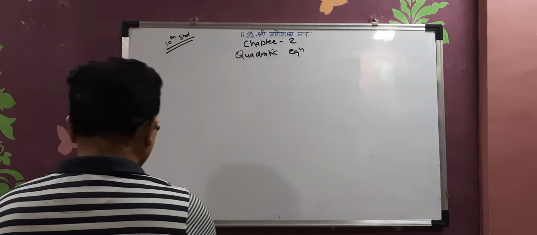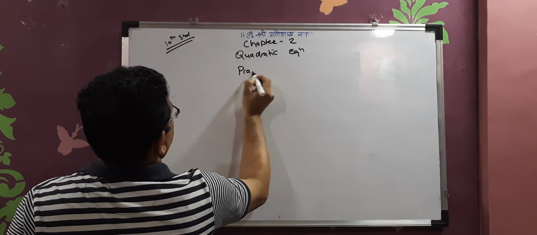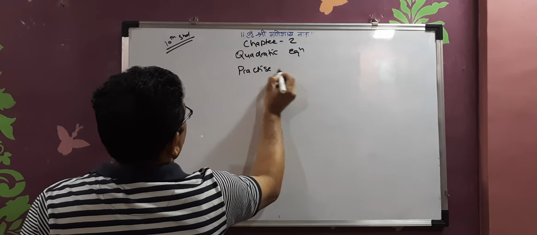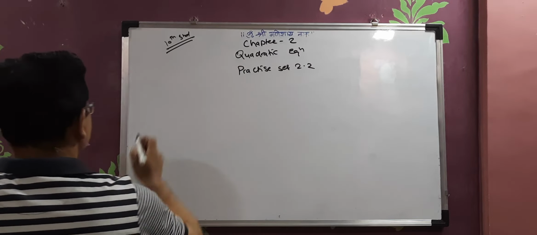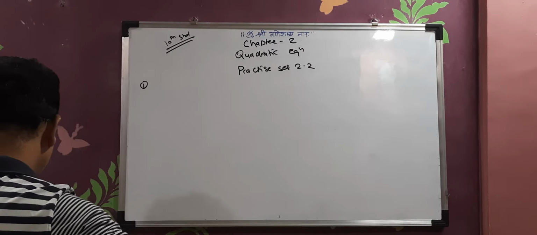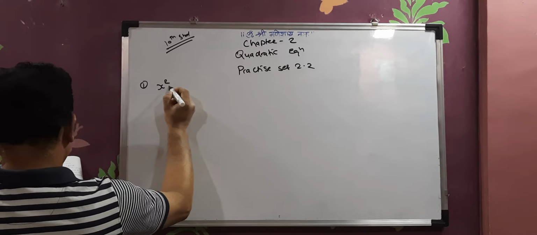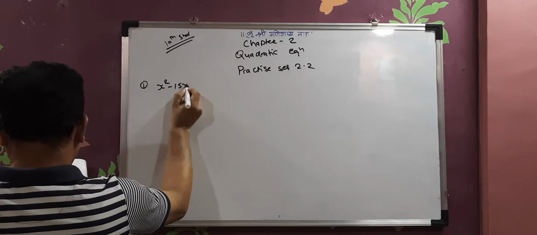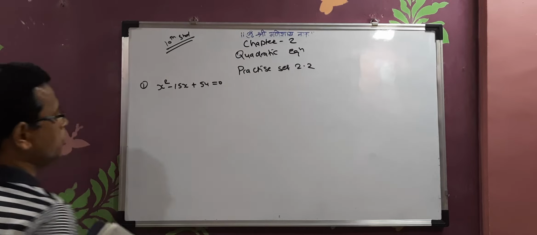So we'll start with practice set 2.2. This is practice set 2.2. The first problem is: solve the following quadratic equations by factorization. We have to do the factorization. The first one is x square minus 15x plus 54 is equal to 0.